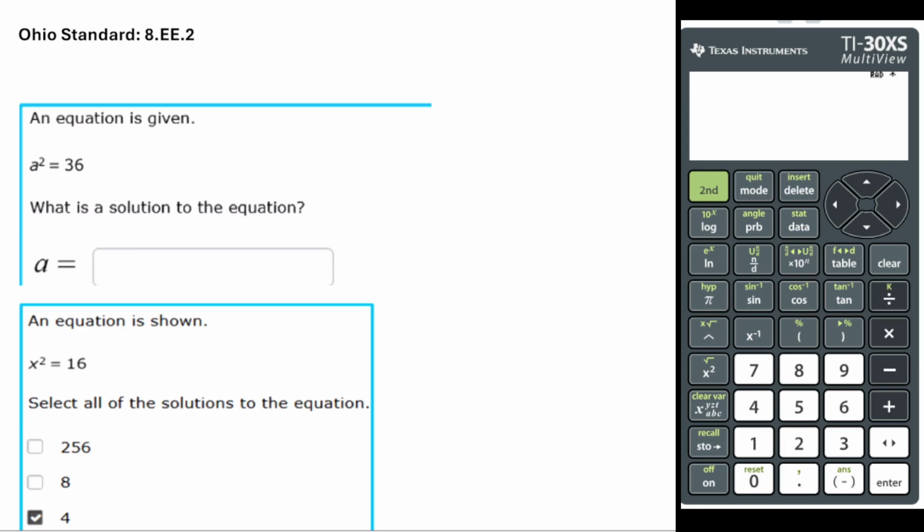Question 1. An equation is given. A squared equals 36. What is a solution to this equation? So, first off, let's talk about a squared. Any number that's raised to a second power, you can get rid of the power by taking what's called the square root. For example, the square root of 36.